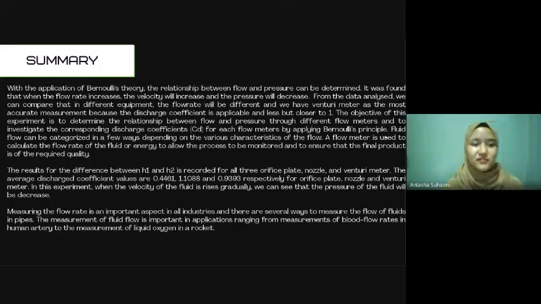And then the result for the difference between H1 and H2 is recorded for all three equipment, which is orifice plate, nozzle, and venturimeter. The average discharge coefficient values are 0.4461, 1.1088, and 0.9393, respectively for orifice plate, nozzle, and venturimeter. In this experiment, when the velocity of the fluid rises gradually, we can see that the pressure of the fluid will decrease. Measuring the flow rate is an important aspect in our industries, and there are several ways to measure the flow of fluids in pipes.